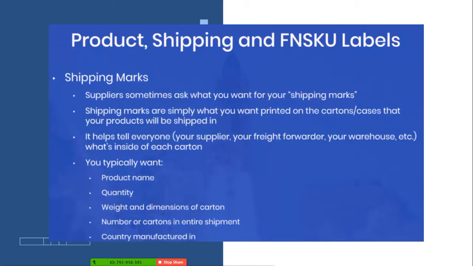Now let's talk about shipping marks. Very important. Suppliers sometimes ask what you want for your shipping marks. Shipping marks are simply what you want printed on the cartons, on the cases or on your boxes that your products will be shipped in. It helps tell everyone, your supplier, your freight forwarder, your warehouse, the customs guys, what's inside of each carton just by a glance. So you typically want your product name, quantity, weight and dimensions of the carton, number of cartons in the entire shipment, and the country that it was manufactured in.